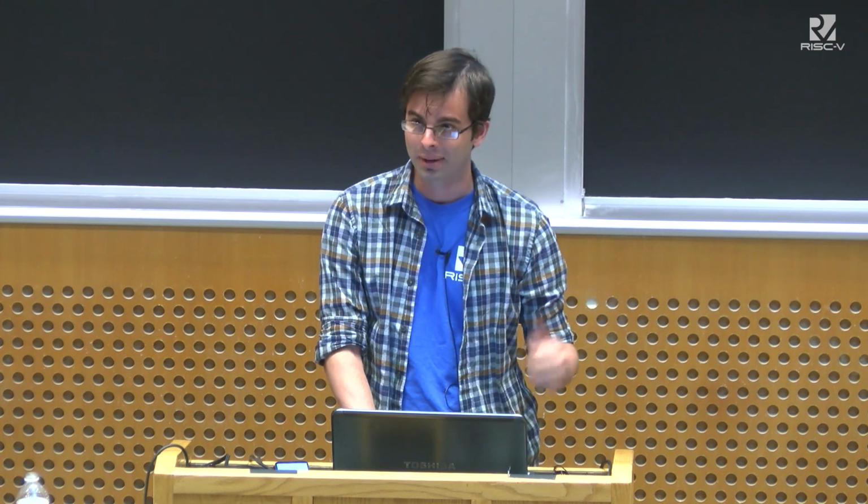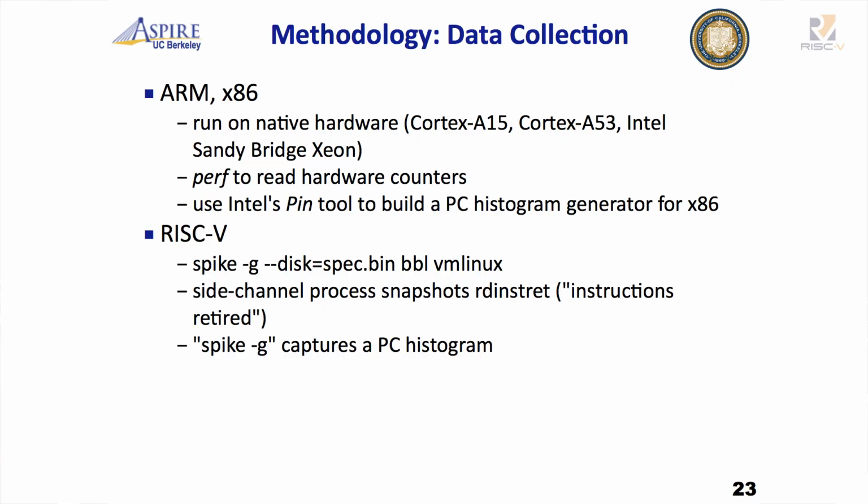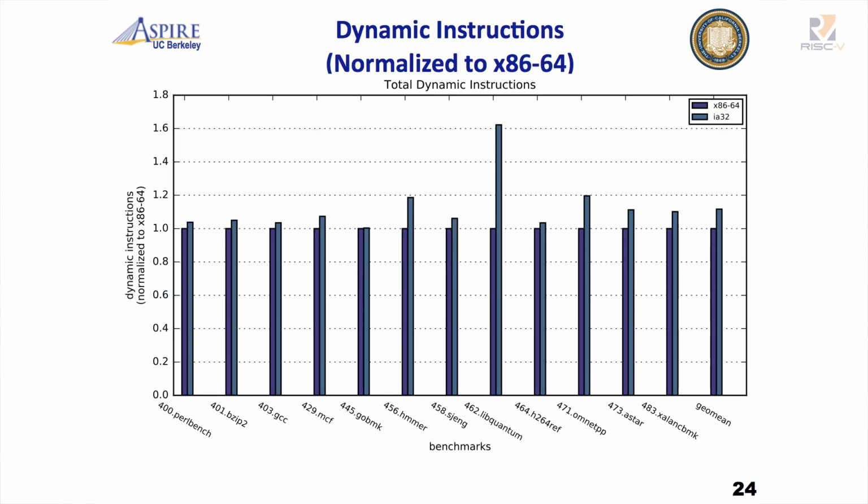So this is how I compare scalar ISAs. I'm going to run on real hardware. I'm going to use perf to measure it, and I can also get some histograms using Intel's Pin tool. On RISC-V, we can use Spike to count instructions, and Spike actually natively will give you a histogram built in. So that's a really cool tool to use.